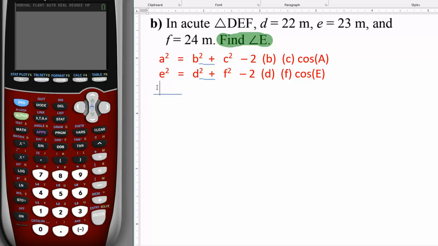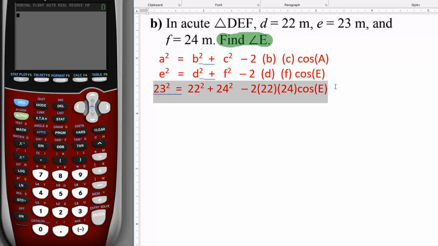So now once we've got this formula, all we've got to do is substitute. E is 23, D is 22, F is 24, make the substitutions. And there they are. So those of you that watched my last video, this is where we run into a little bit of a problem. This is where students get frustrated, and this is where they don't like the law of cosines. Because what happens is the law of cosines for a missing angle or a desired angle gets very, very algebra heavy right here.